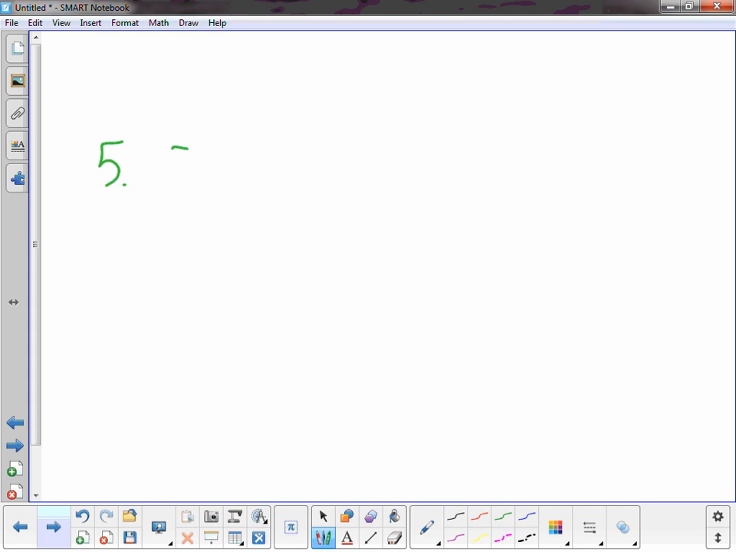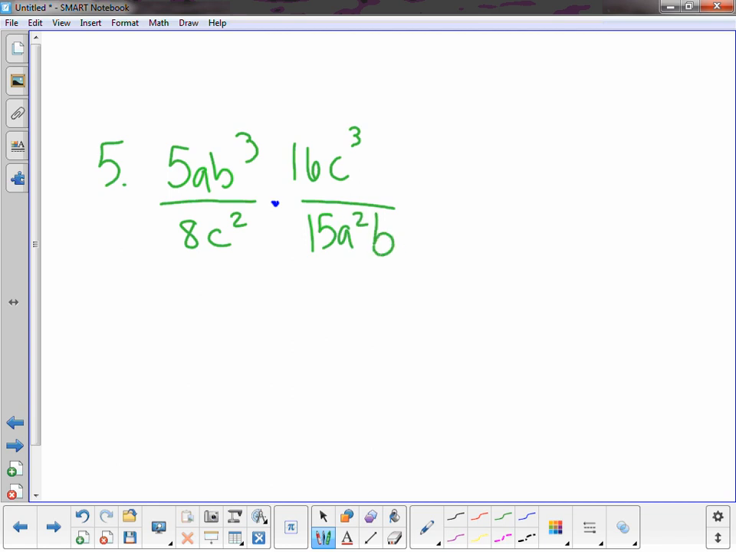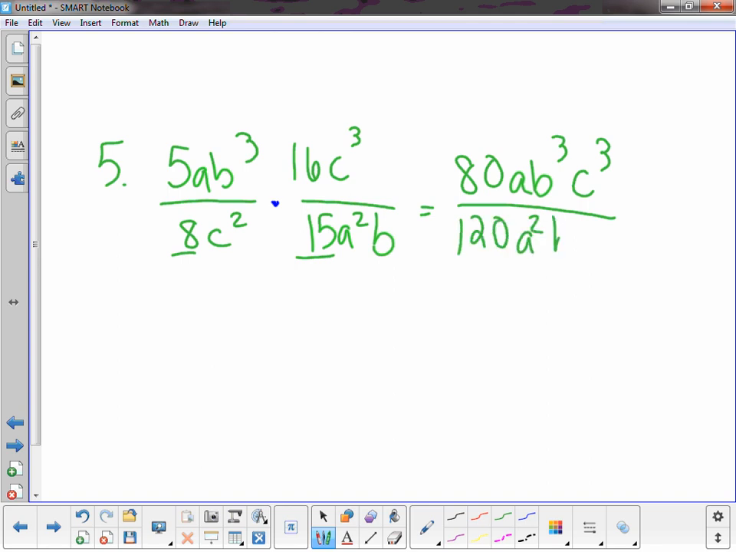So for number 5, you have 5ab cubed times 16c cubed divided by 8c squared. There should be a separation there. There we are. Times 15a squared b. So now we're going to multiply the top and the bottom. The first thing I'm going to do is take 5 times 16. 5 times 16 is going to give me 80, and then a b cubed c cubed divided by 15 times 8, which is 120, a squared b c squared.